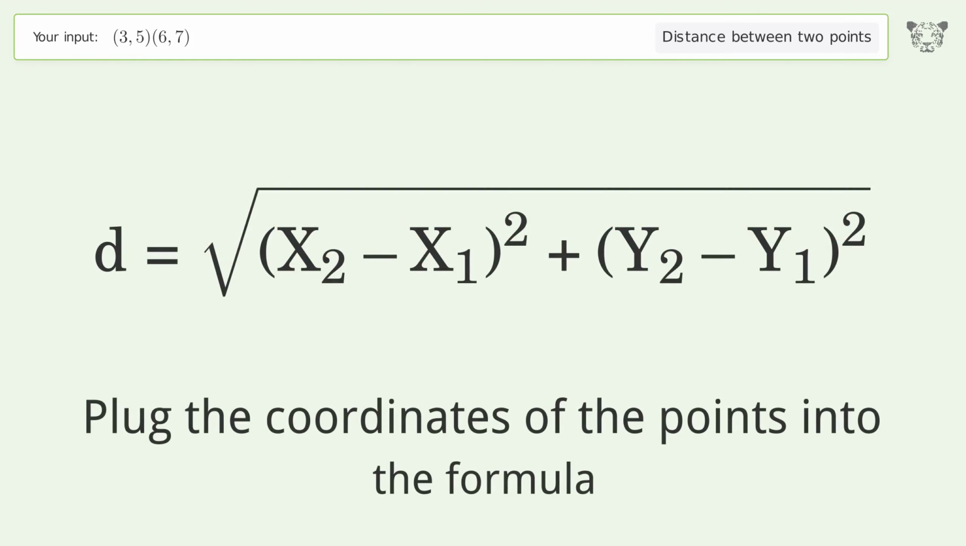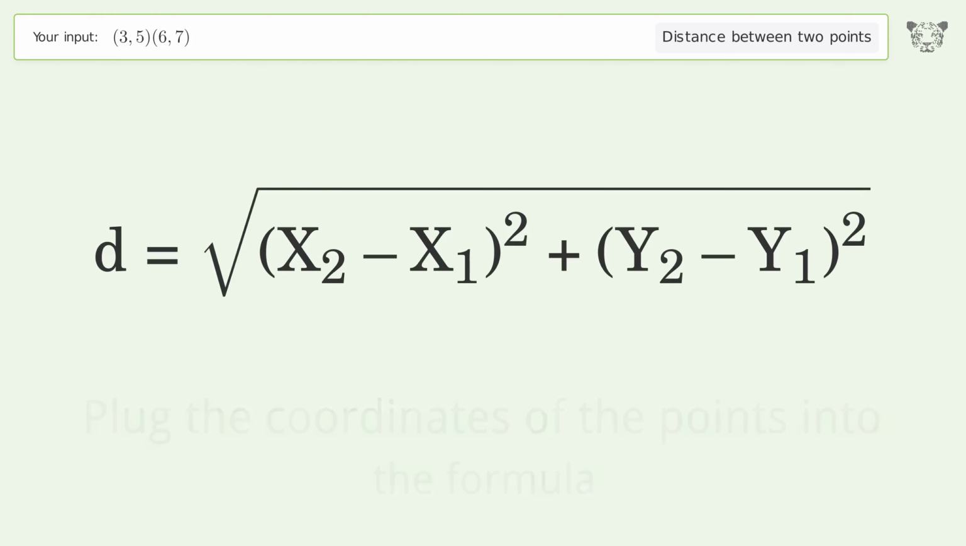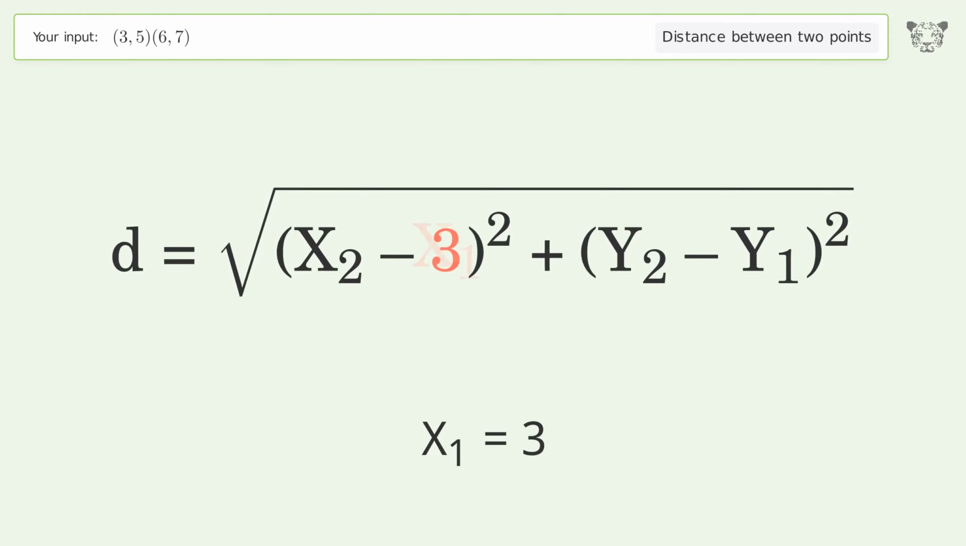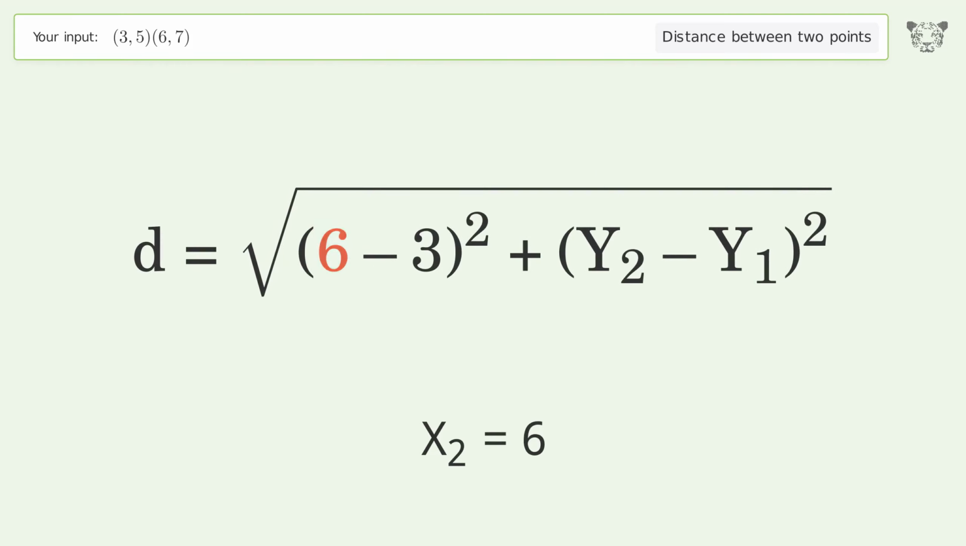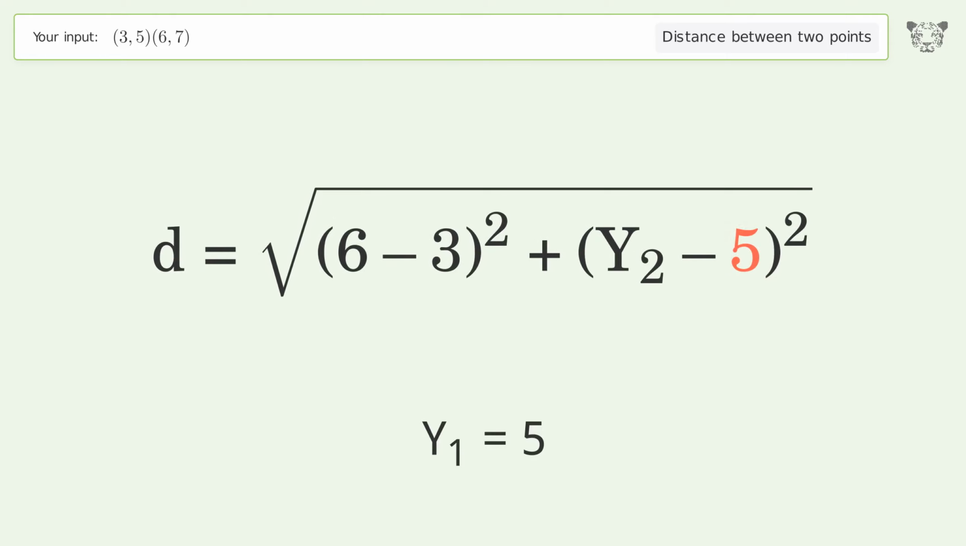Plug the coordinates of the points into the formula. x1 equals 3. x2 equals 6. y1 equals 5. y2 equals 7.